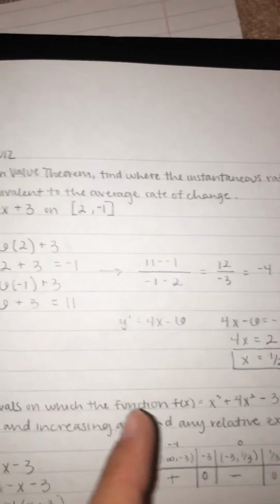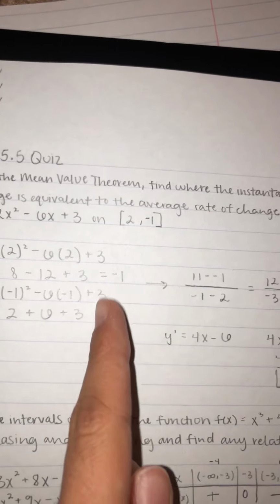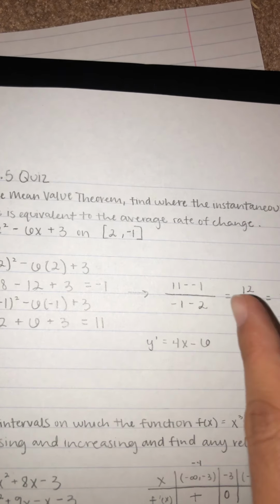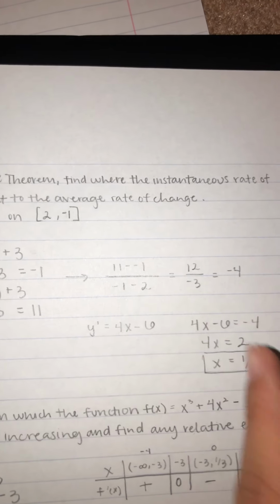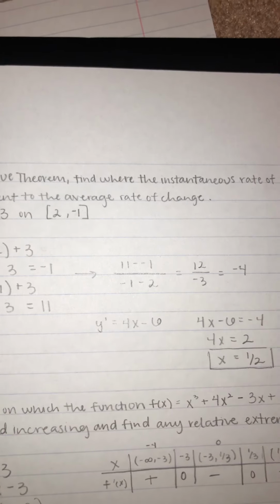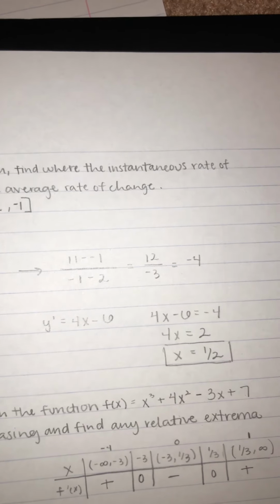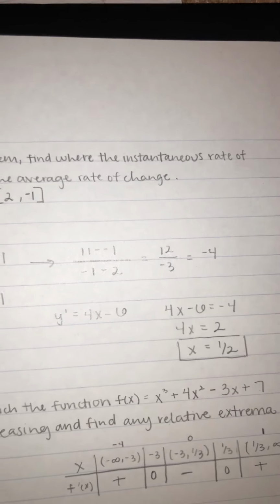And then you're going to do the mean value theorem. So you're going to use these two numbers on top and then these two on the bottom. 11 minus -1 is 12. -1 minus 2 is -3. So 12 over -3 gives you -4.